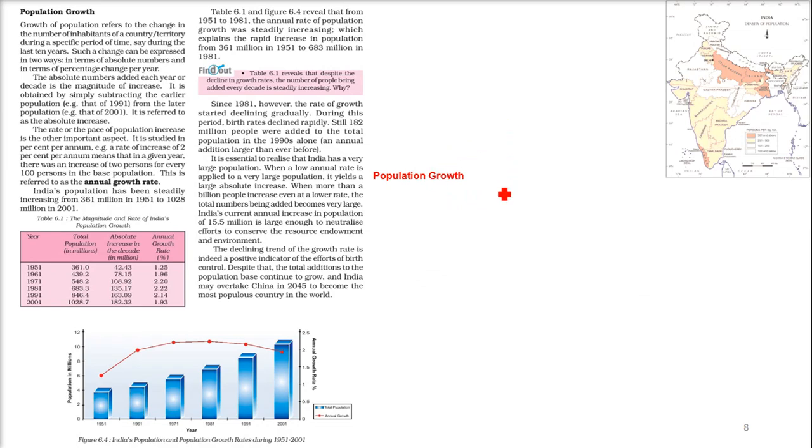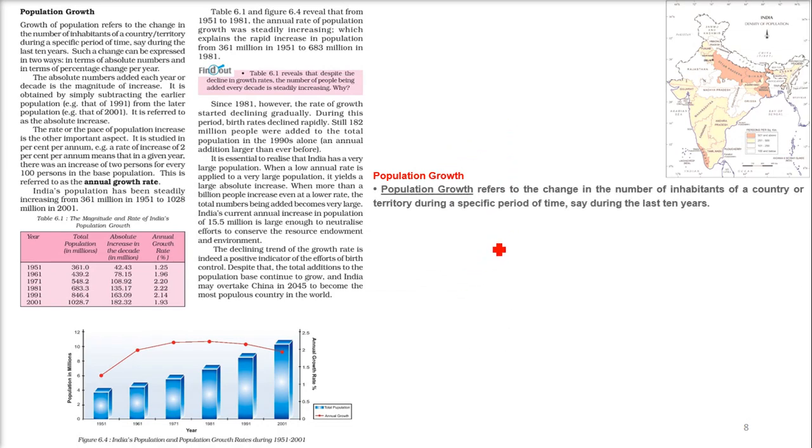Coming to population growth, this is a very important thing. What is population growth? This refers to the change in the number of inhabitants of a country or territory during a specific period of time, say during the last 10 years. So population growth means the population increment or population decrement.